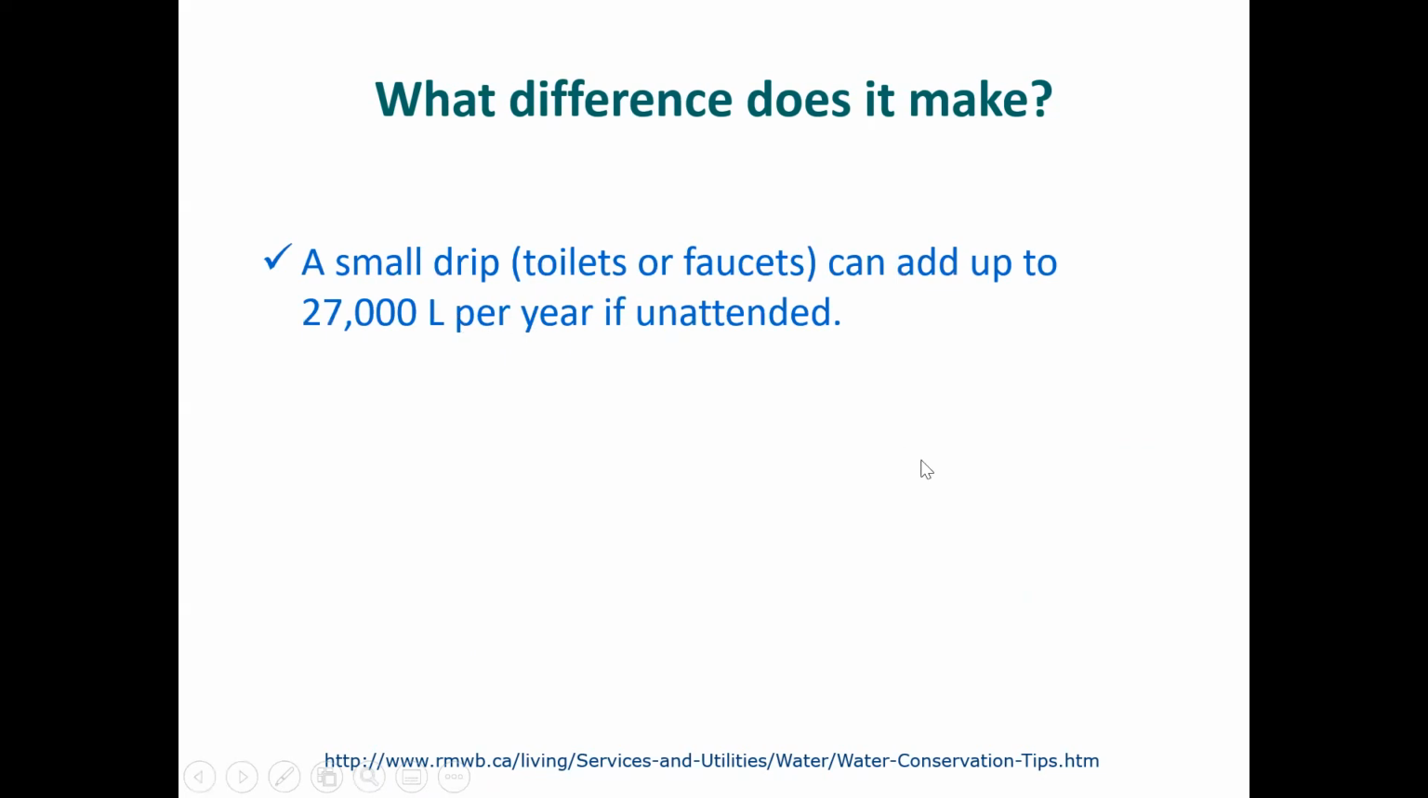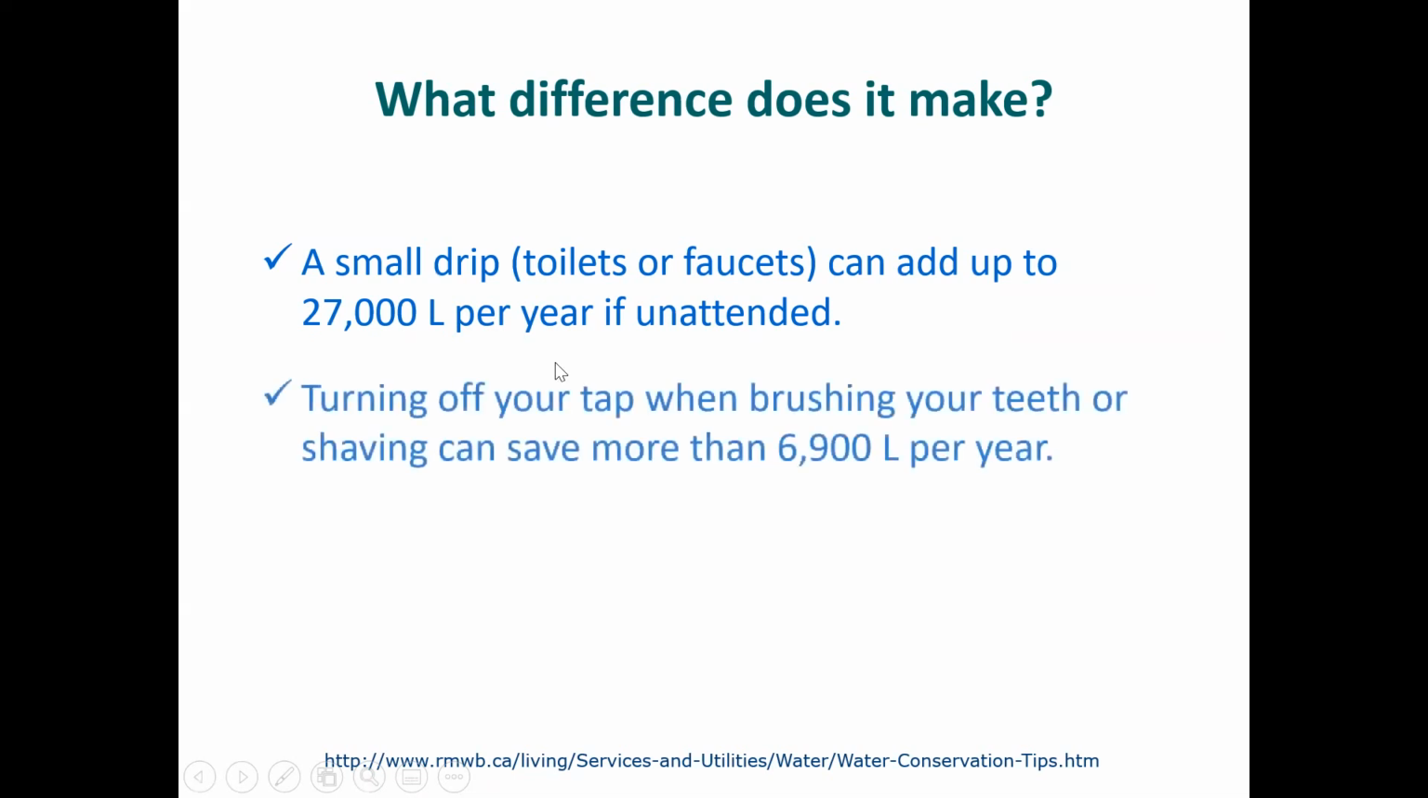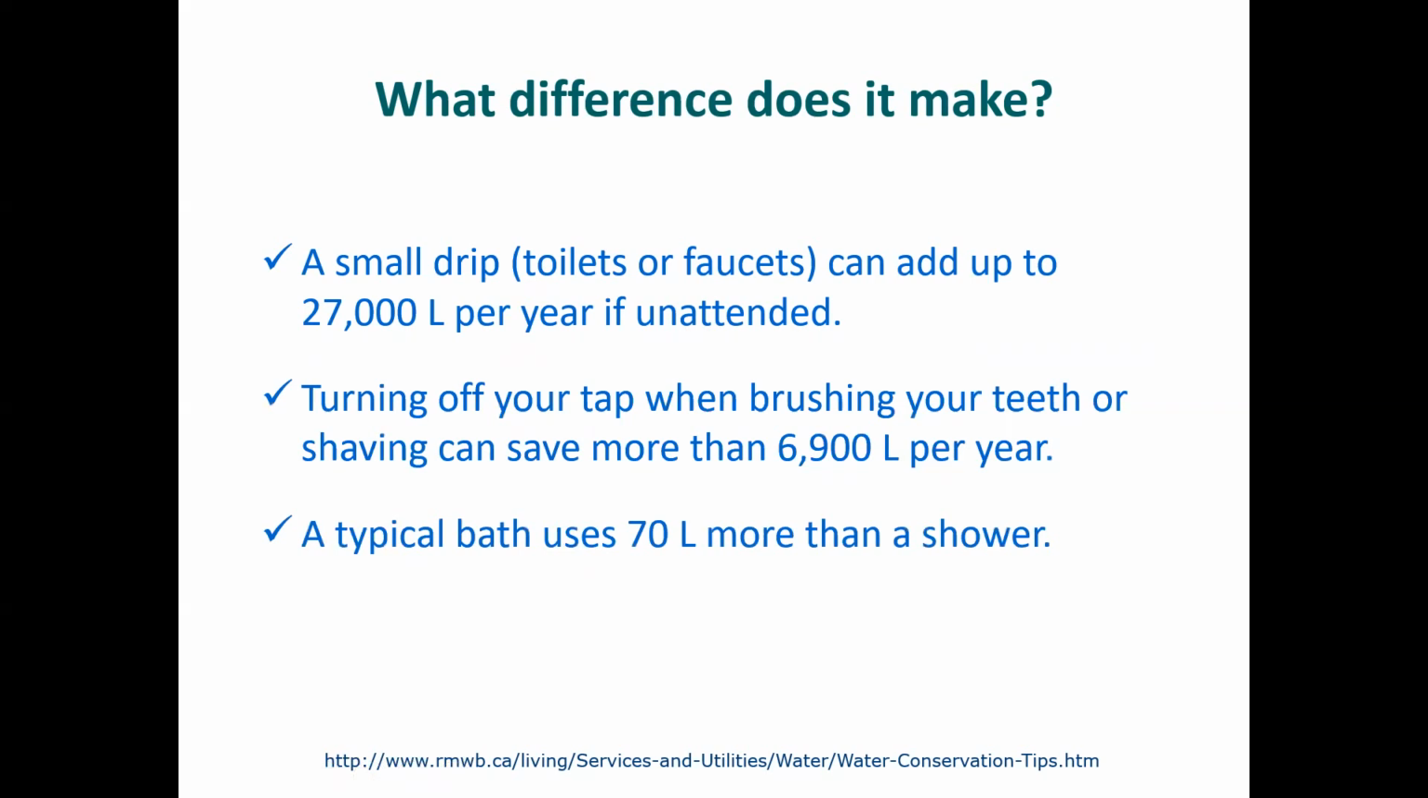So here's some other information from the municipality. They say a small drip can add up to about 27,000 liters per year. That's kind of crazy. Turning off your tap while you brush your teeth or shave can save up to 6,000 or 7,000 liters per year. A typical bath uses more than a shower, and so on. They're just trying to educate people on conserving water usage.